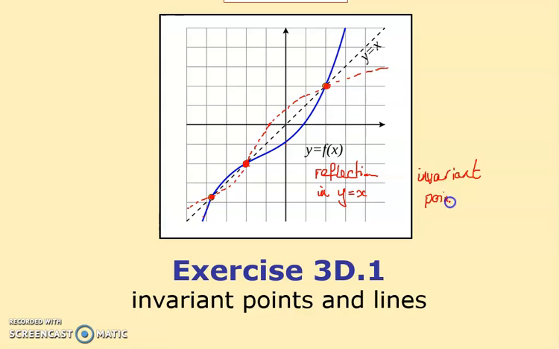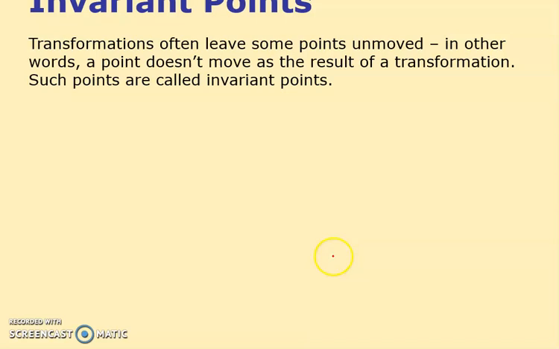So this idea of invariance is where you do something to it, but there's no change either to the whole thing, or it might be that there's certain points which are invariant, or lines that are invariant. So invariant points, transformations often leave some points unmoved. In other words, a point doesn't move as a result of some kind of transformation. These are called invariant points, invariants.